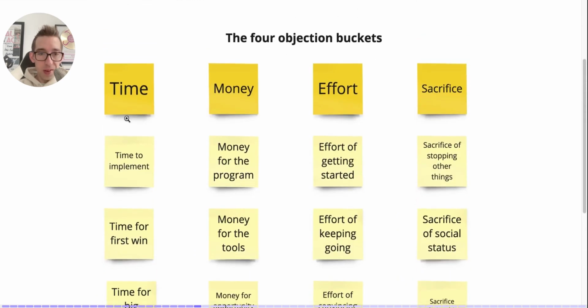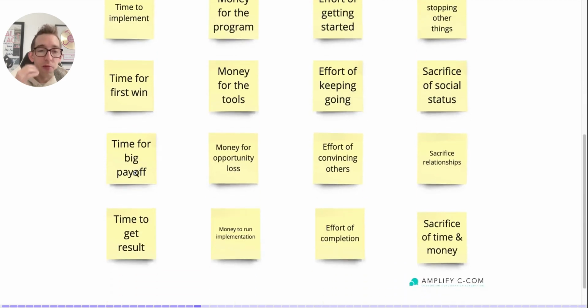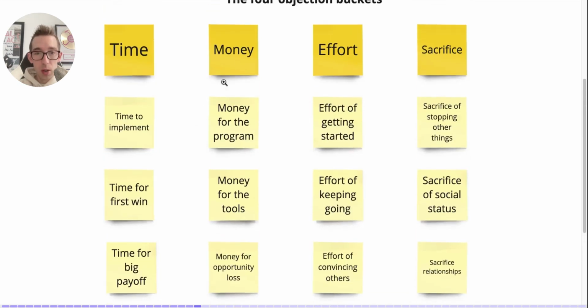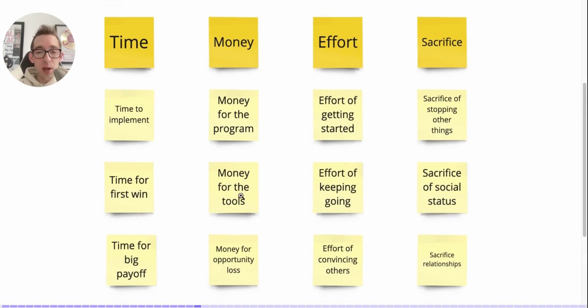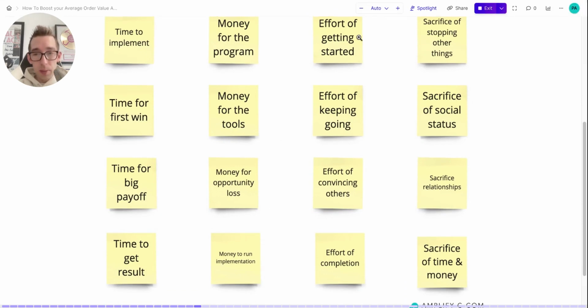So if you look on here, the time, money, effort, sacrifice. So how long does it take them to implement the thing? What's the time for them to get the first win? What's the time for the big payoff? What's the time for them to get to the result? When we look at money, we're like, how much does it cost for the program? How much is it costing for the tools? How much is it costing in opportunity loss for the other things that they're now not doing? How much is it costing them to run it ongoing?